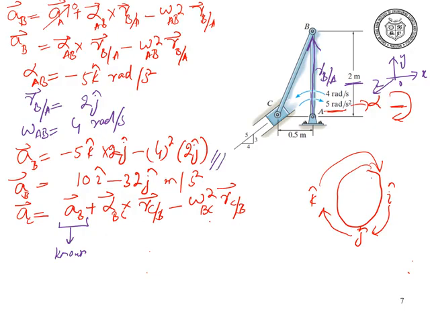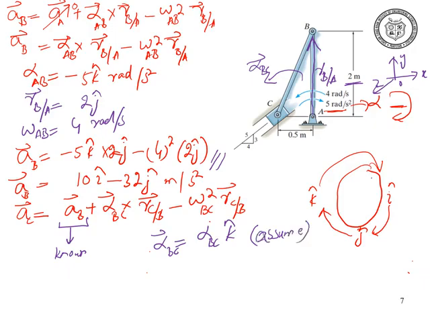Now what is alpha BC? We have no idea about alpha BC, so we can simply assume that it is acting in the counterclockwise direction. This is alpha BC. We simply assume that alpha BC in vector form will be equal to alpha BC in terms of K.